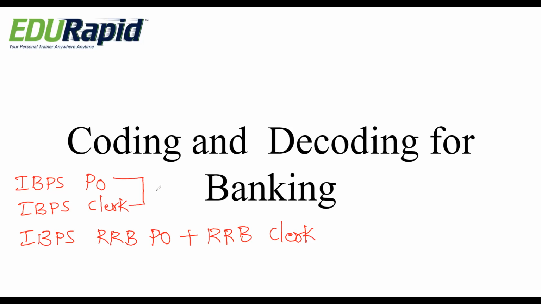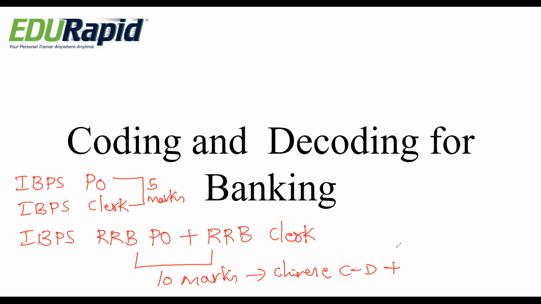In IBPS PO and clerk, you will get 5 marks in reasoning, and in RRB PO and RRB clerk, you will get 10 marks. That is 5 marks for Chinese coding decoding and another 5 for condition based coding decoding. So this is a very important topic in reasoning. Also in this, you will easily get 5 marks or 10 marks in the exam.